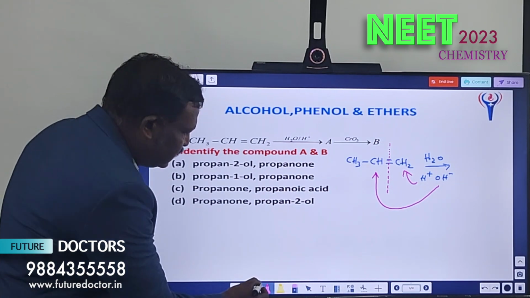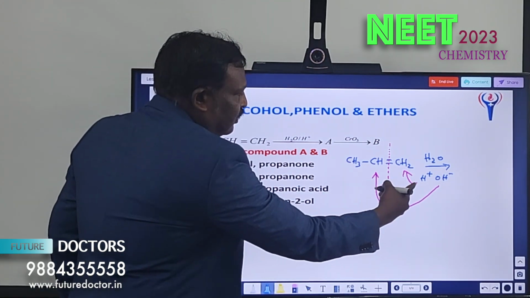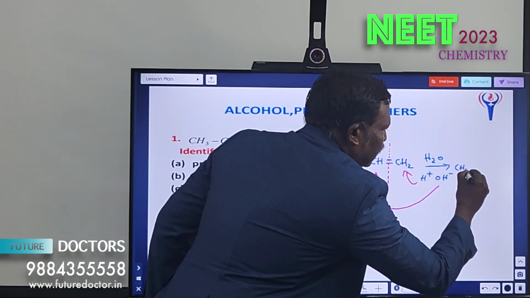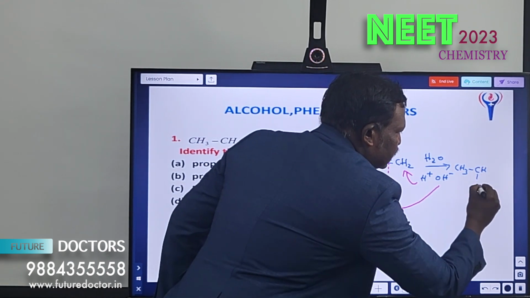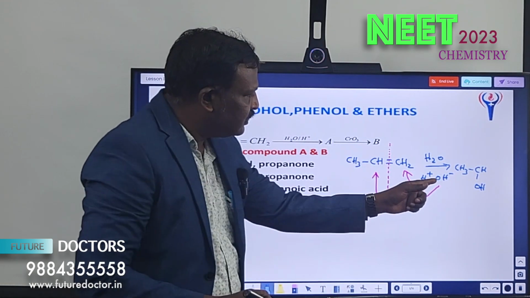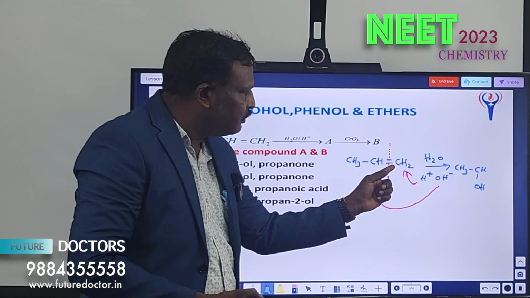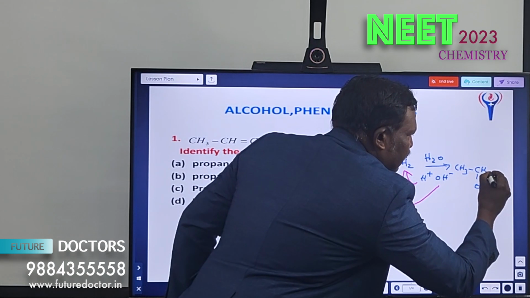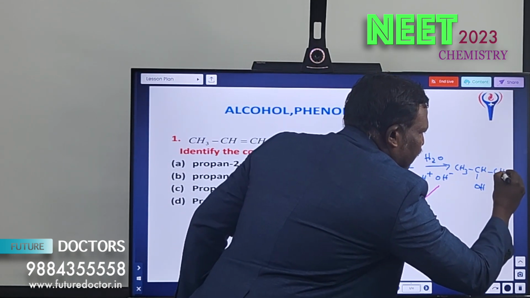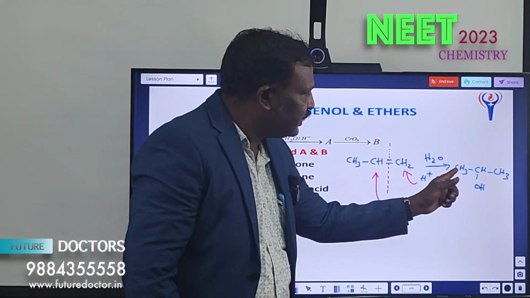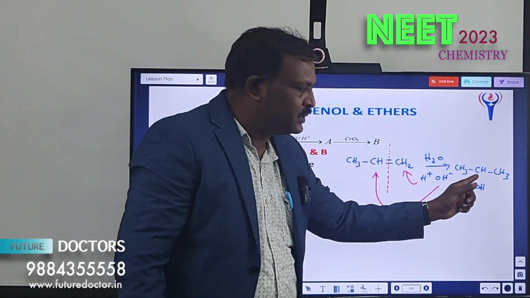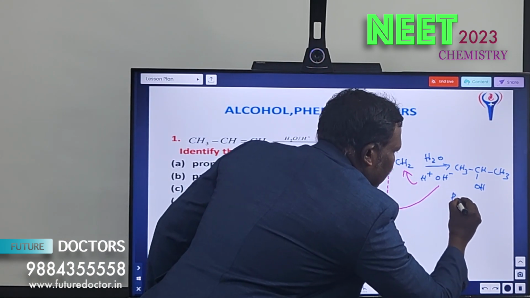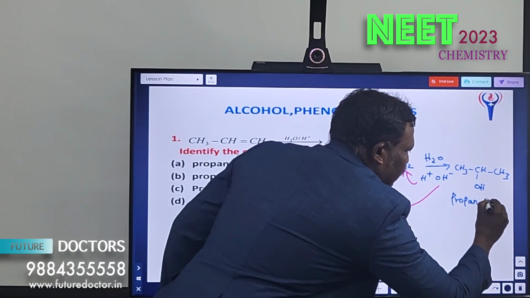Now what's the product obtained? OH goes here, CH3 CH OH. When we add any groups, the double bond becomes a single bond. So H goes here, and it becomes single bond CH3. What's the name of the compound? We have 3 carbons, OH in the second carbon, so propan-2-ol.